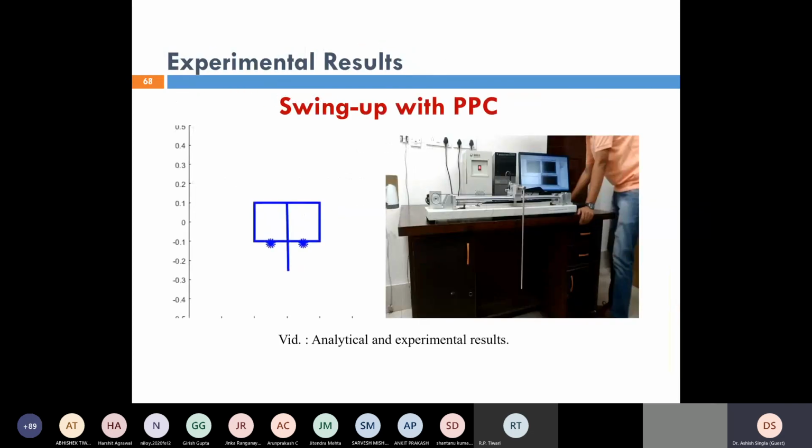So let's see both the controllers working simultaneously. On the left side, you can see we have the analytical results using the same set of parameters. On the right hand side, we have the experimental results of the same setup. So here we are swinging up with the help of a pole placement controller.